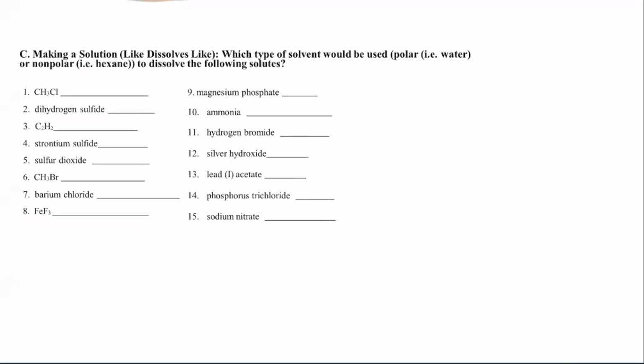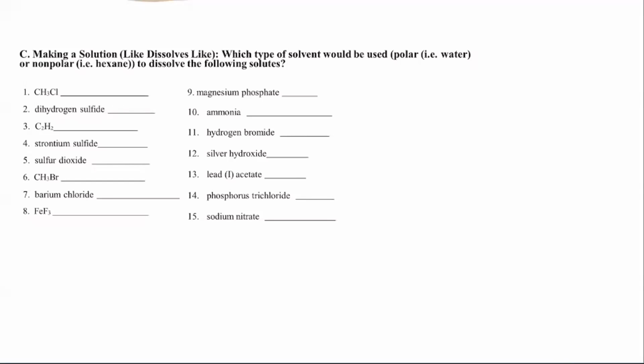Welcome back from break. We are going to continue talking about solubility rules. Now we're going to do another question in which we can utilize the solubility rules to answer the question. So part C of the in-class worksheet is an exercise in which you will be determining the correct solvent that you need in order to make a solution for a particular compound that is given.